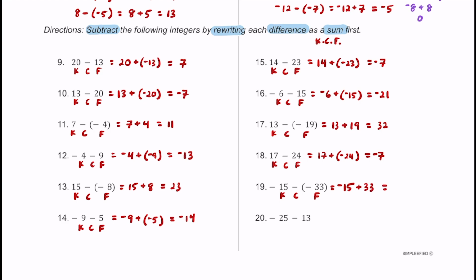And these have opposite signs, so we're going to subtract. 33 minus 15 is going to be 18. And I'm going to keep it as a positive number just because 33 had a greater absolute value.